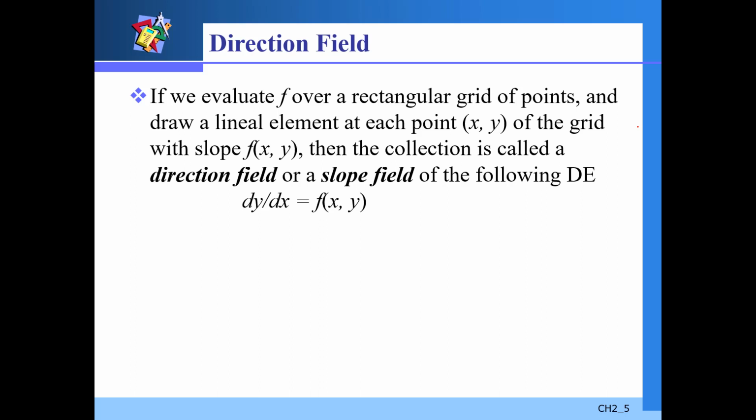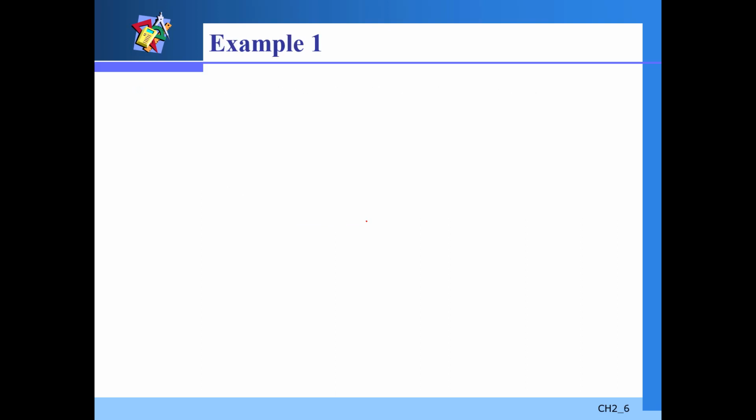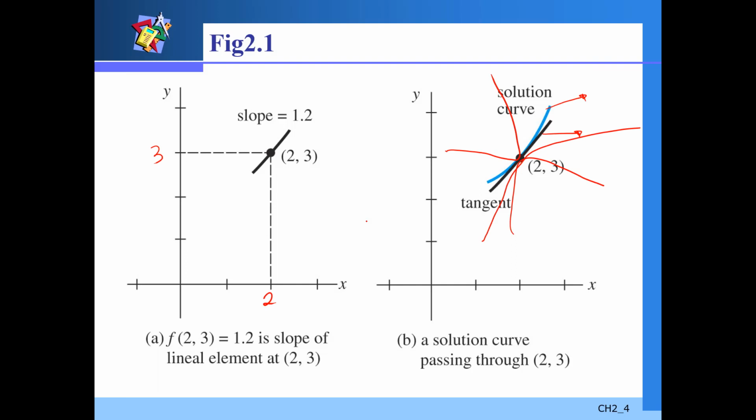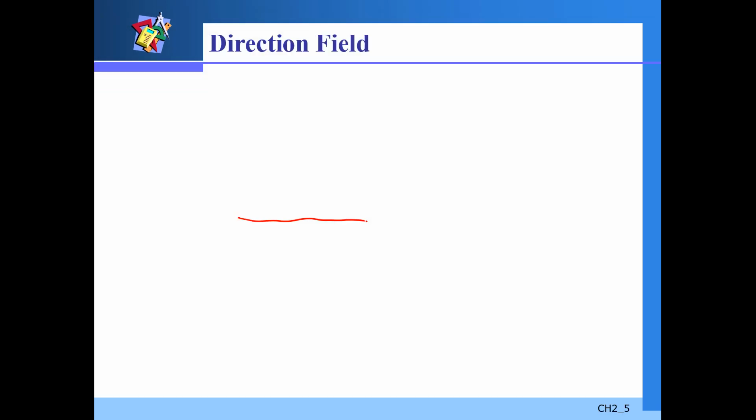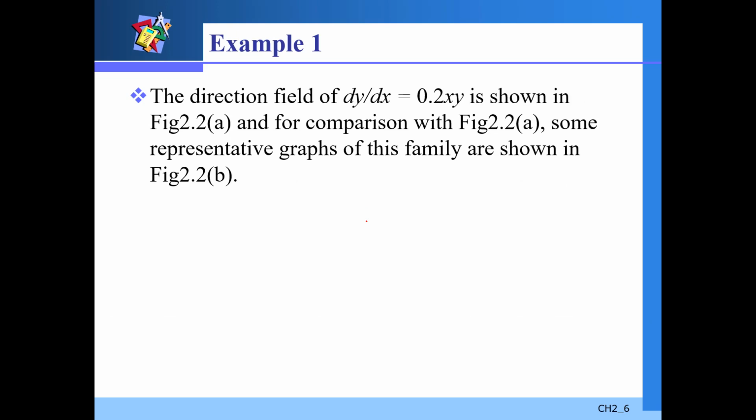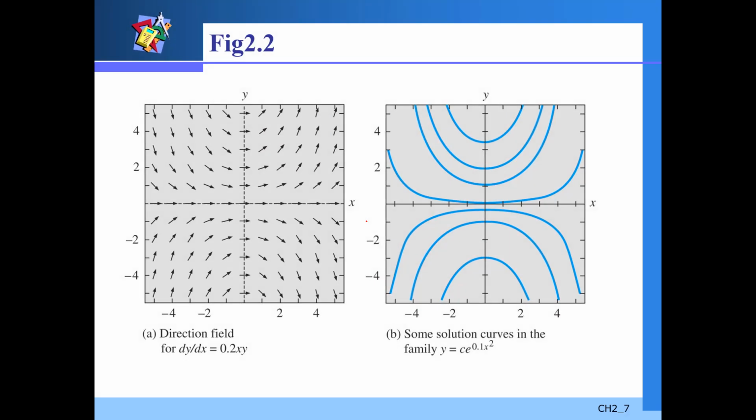Then the collection is called a direction field or slope field of the differential equation dy per dx equal to f of x, y. This is one illustration for you of why the solution curve is a little bit hard to solve for ordinary differential equations. So solving ordinary differential equations by using the qualitative approach is like without a solution.